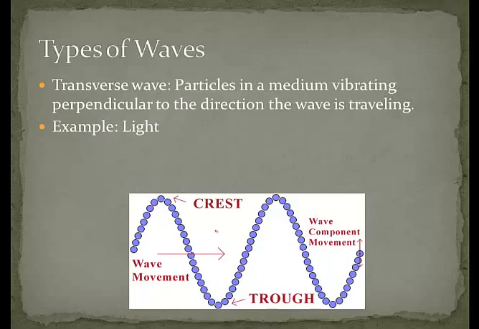Say, for example, in this picture, left to right. Another example of this type of wave is light. Light travels as a transverse wave. So light travels in one direction, and the peaks and troughs go in a perpendicular direction.